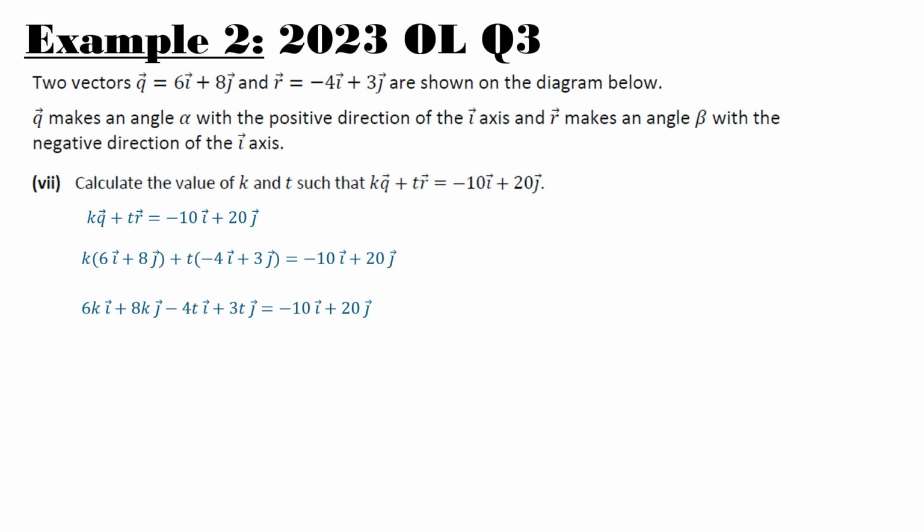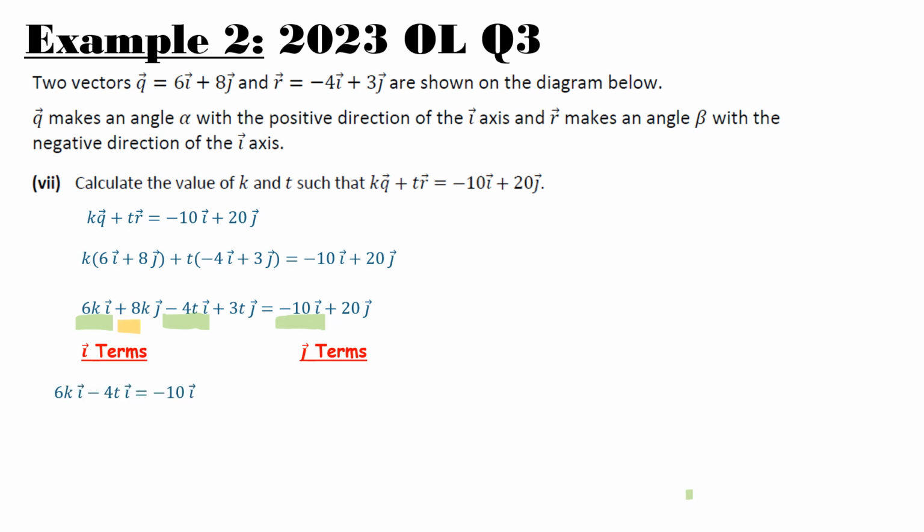So what we're going to do is split this into two equations, just the i terms and the j terms. Because effectively the i terms have to add together on the left-hand side to give me minus 10, and the j terms on the left-hand side have to add up to give me plus 20 on the right-hand side. So we can balance that. For the i terms, this term plus this term should give me that term, because i and j terms don't interact. And that gives me my first equation.